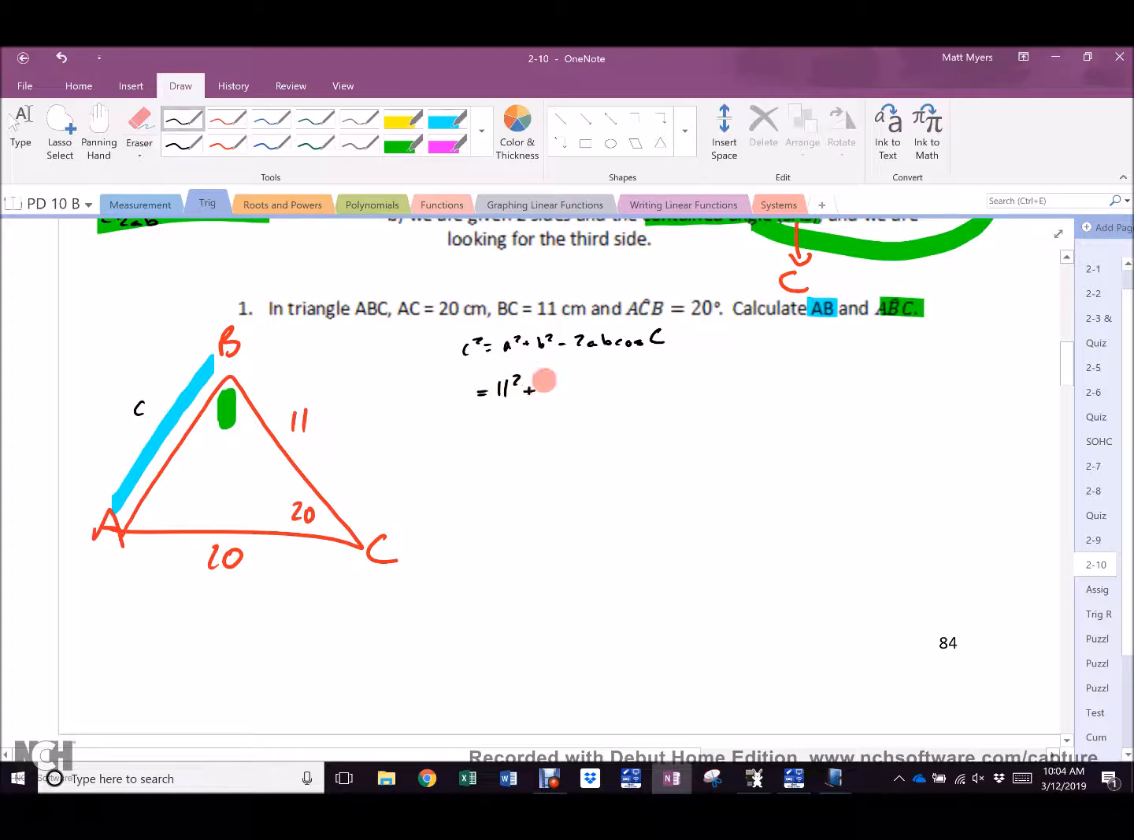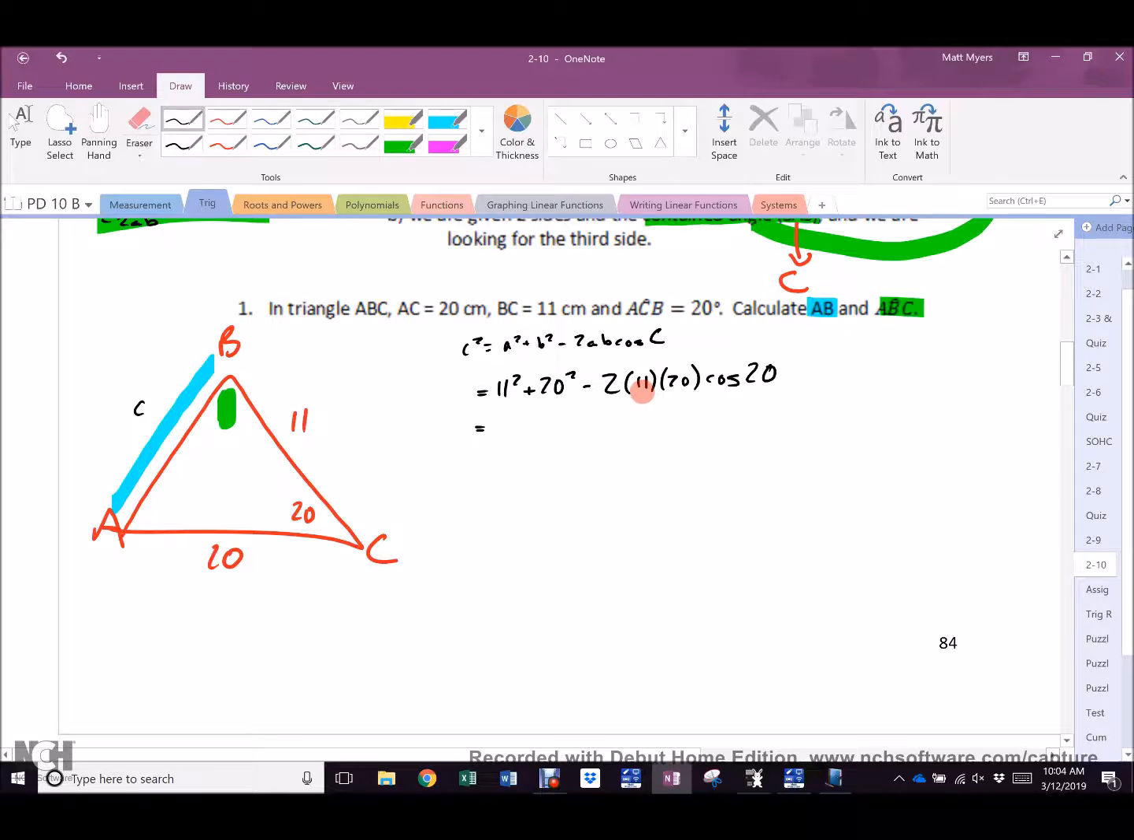11 squared plus, what's B? 20 squared minus 2 times 11 times 20 times cos what? 20. Punch that into your calculator. Get me the ugly number. Do not try to do it in one step right now.